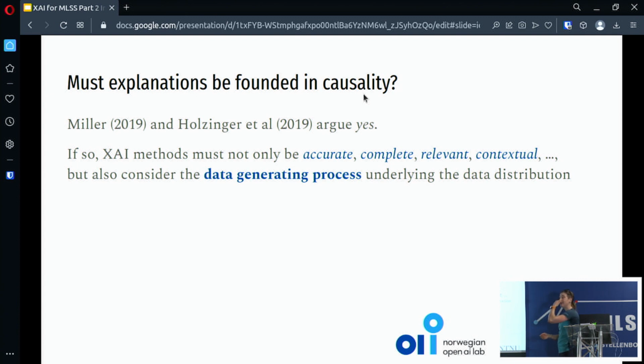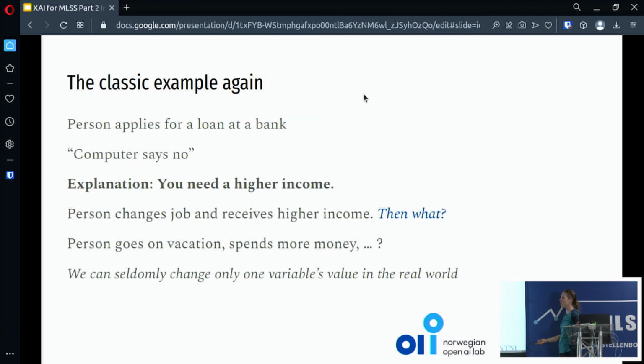So then that's going to be a lot of work, right? If we have to take the whole data generating process of the real world into account when we make our XAI methods. But it also makes sense, because let's go back to the classical example again that has certainly become a classic now. I apply for a loan, computer says no, and the counterfactual explanation that has been optimized for me is that you need a higher income. Okay, if you get a higher income, you get this loan.